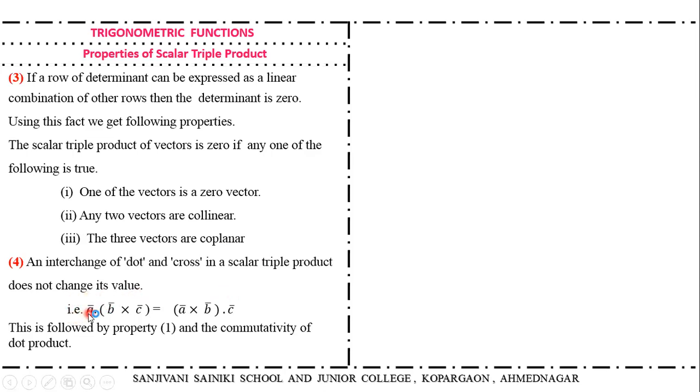Here it is given that a bar dot b bar cross c bar can be written as a bar cross b bar dot c bar. So here we just interchange only the dot by cross and cross by dot. So again the value of the scalar triple product is as it is. Now there is a theorem.